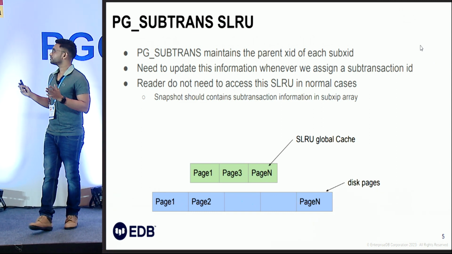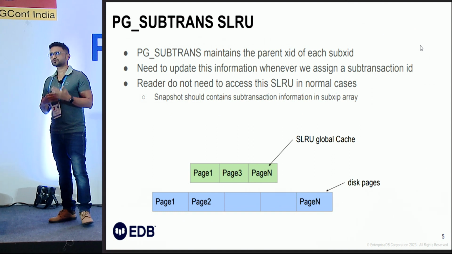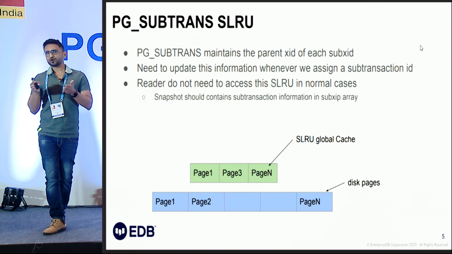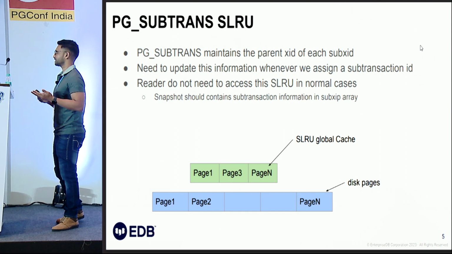So this is a mapping from the sub XID to the XID, and if it is the slot for a top XID, then it is just a zero value. It means you can assume it is a top transaction ID.